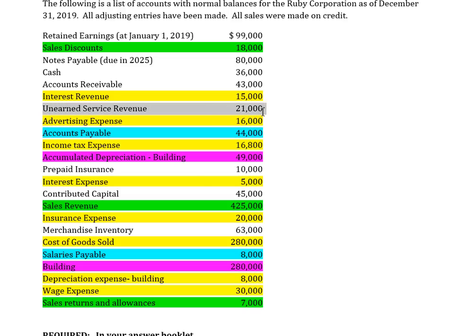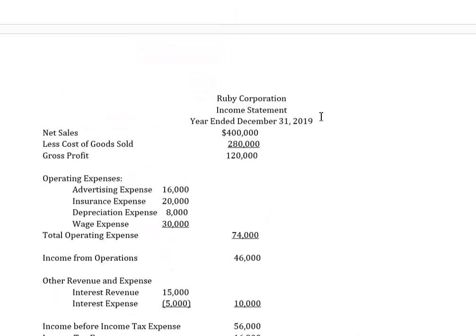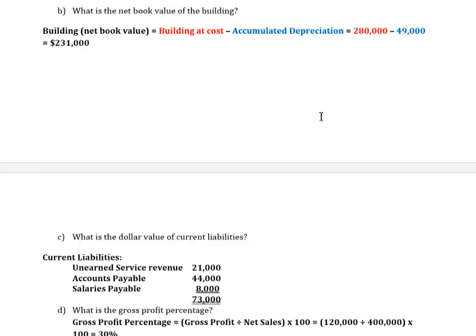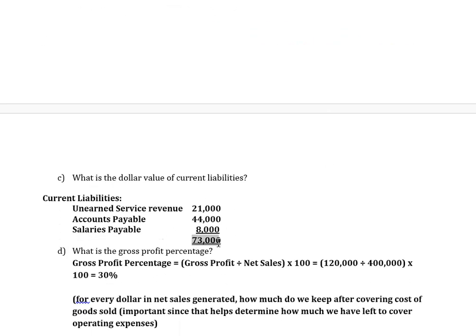unearned amounts, cash you've taken in advance that you haven't provided services for, that's an unearned liability. That's a liability because it represents unearned revenue. So these three amounts are going to be used in your calculation of current liabilities. So we've got $73,000 here. So that's your current liability.